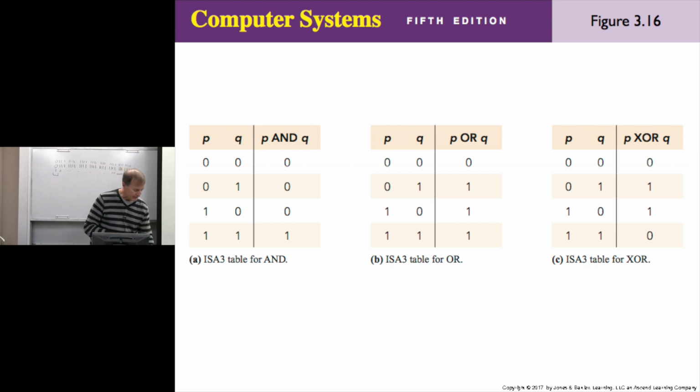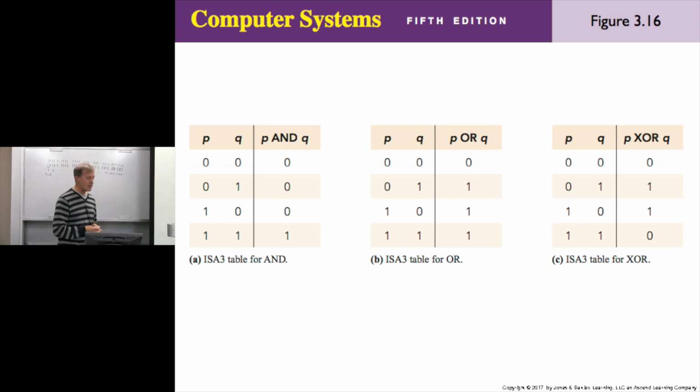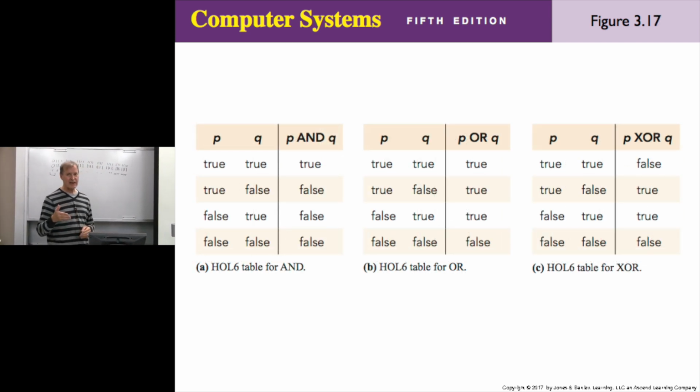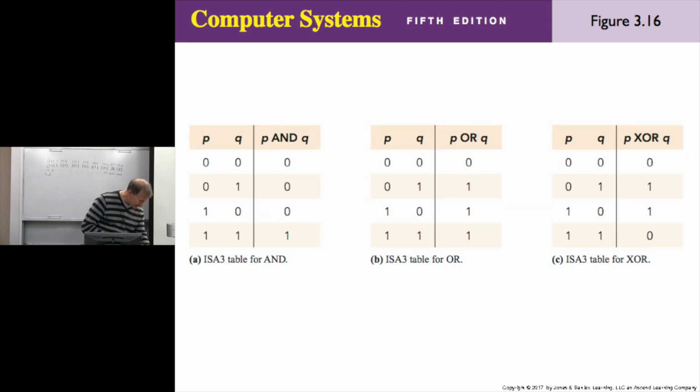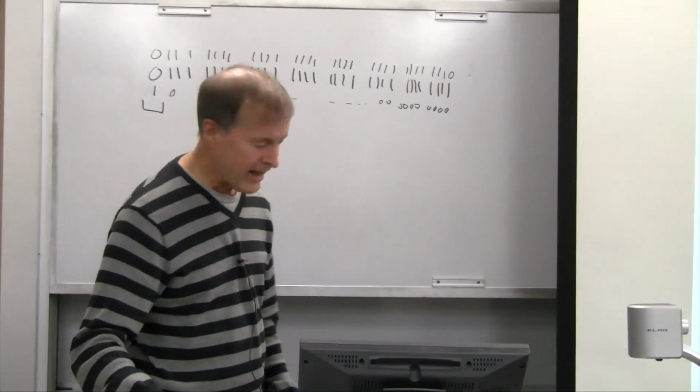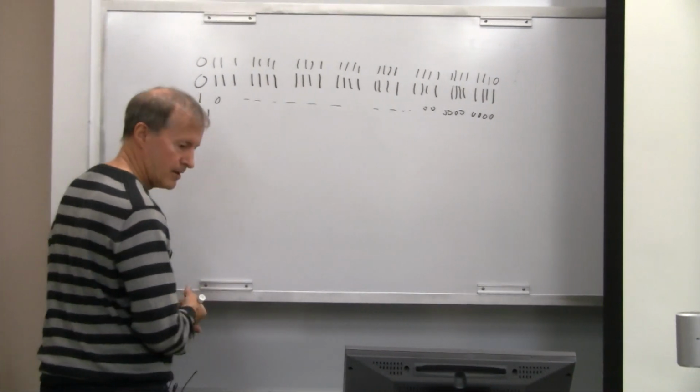And then in figure 3.17 are the same tables, but this is how you think of them at level HOL6 as logic quantities. So basically if you compare part A of figure 3.17 with part A of figure 3.16, we see that a 0 in binary corresponds to what in logic? False. And 1 corresponds to true. Okay? So let's do a few logic ones.